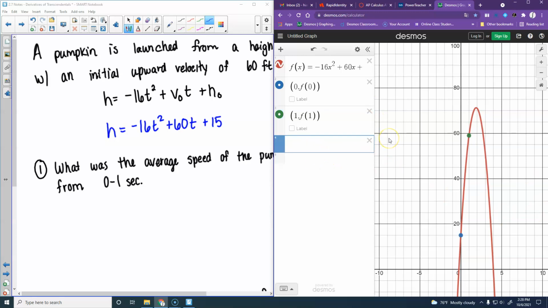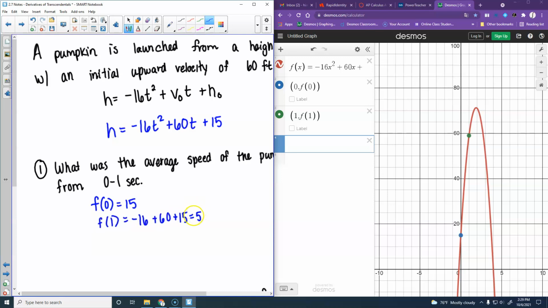If I put a line between these two, it would be called a secant line because it touches the curve at two places. So f of 0, we would just plug in 0. What would we get? We'd get 15. F of 1, we would plug in 1, so we'd have negative 16 plus 60 plus 15, 59.